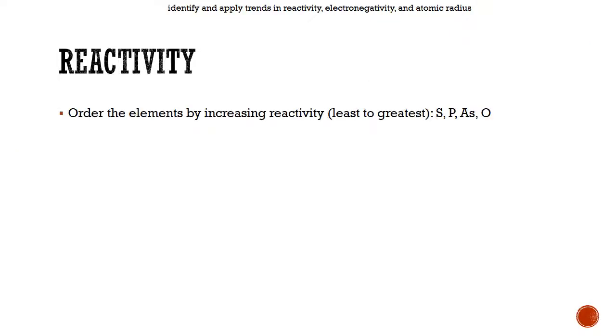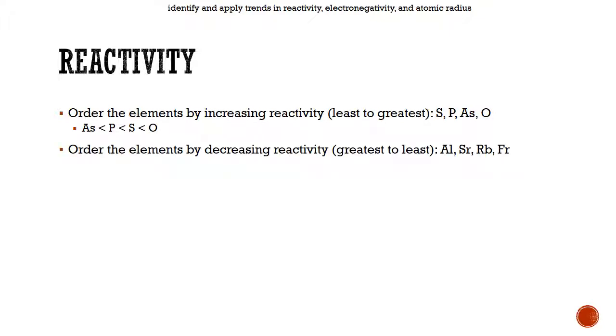So thinking about this order here, if we order elements by increasing reactivity, here we have some nonmetals: sulfur, phosphorus, arsenic, oxygen. From least to greatest, the least reactive would be the nonmetal towards the bottom left, so that would be arsenic, followed by phosphorus, and then sulfur, and then oxygen. Likewise, we want to order these metals by decreasing reactivity. Decreasing reactivity, we'd start with the greatest, so that would be the bottom left. So going francium, rubidium, strontium, and aluminum.